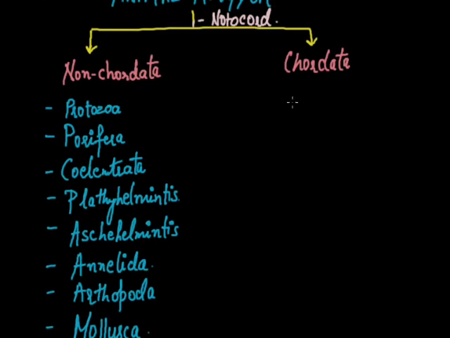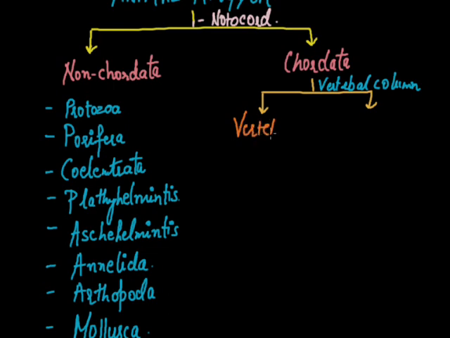The next is Chordata, which has the vertebral column. As we have discussed earlier, the non-chordata do not have a true vertebral column. Now, chordata can be further divided into two on the basis of the vertebral column. These are vertebrate and invertebrate.